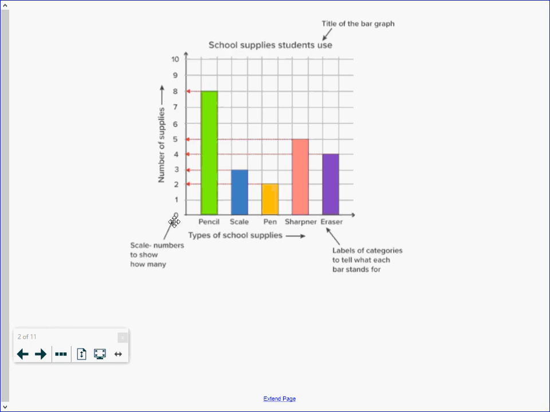Here's your y-axis. Number of supplies is right here. Down at the bottom, types of school supplies. So pencils is one category. You're going to need 8 pencils. A scale, you'll need 3 scales. 2 pens, a sharpener. You need 5 of them. That's pretty crazy. That's a lot of sharpeners. Erasers, looks like these kids make a lot of mistakes. You're going to need 4 of them.